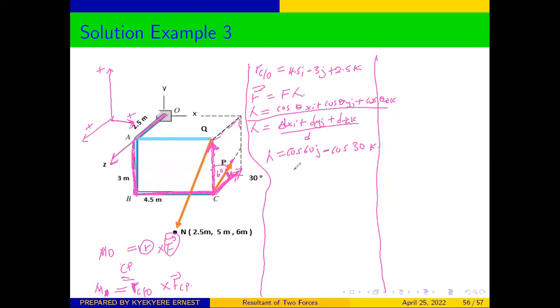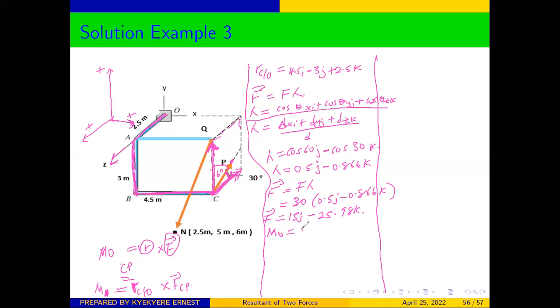So we have gotten a lambda. This will give us lambda equals 0.5 J minus 0.866 K. And once you have gotten that, we can get our force in the vector form, because our force in the vector form is always equal to the scalar force times lambda. Here we are told that CP is 30. So we are going to get 30 into bracket 0.5 J minus 0.866 K. And from here, our force in the vector form will be equal to 15 J minus 25.98 K.